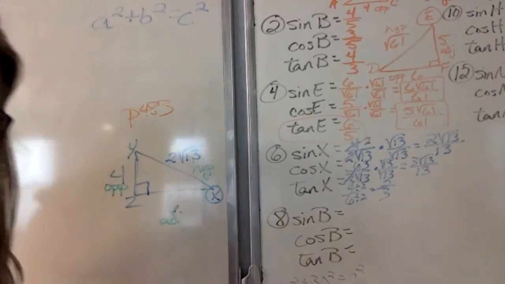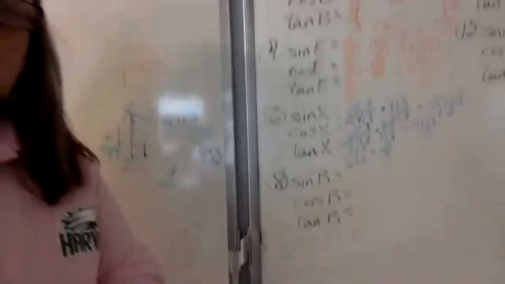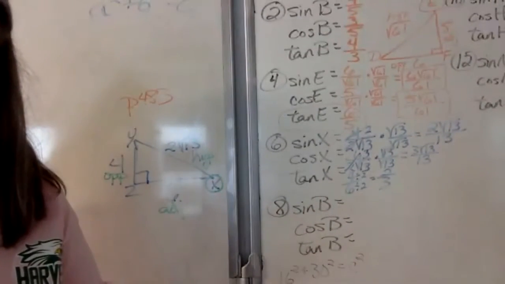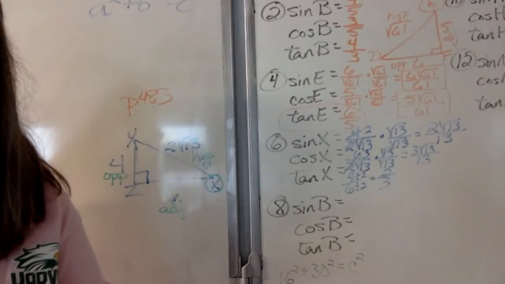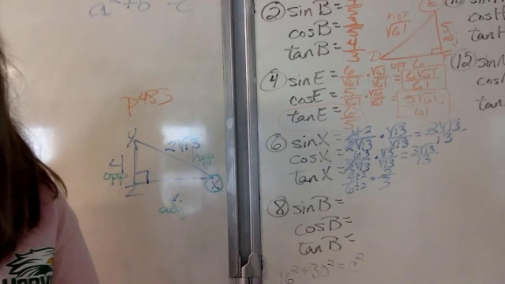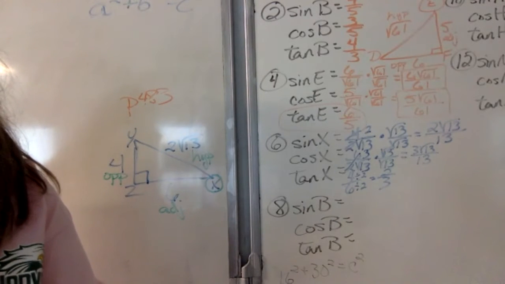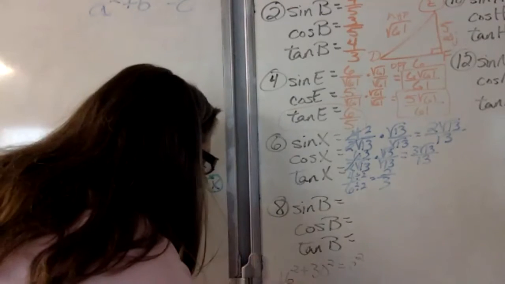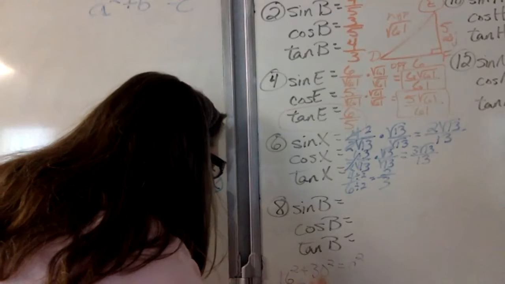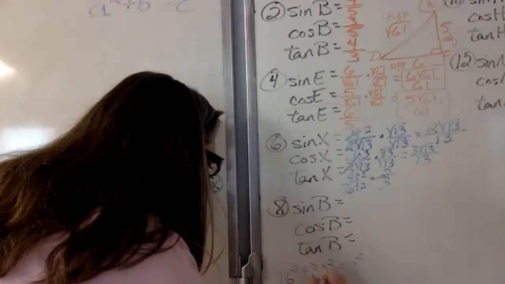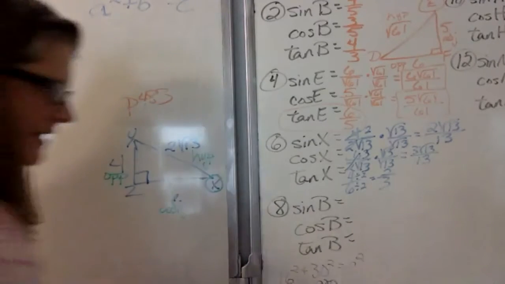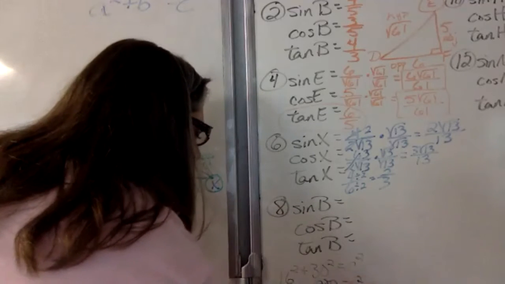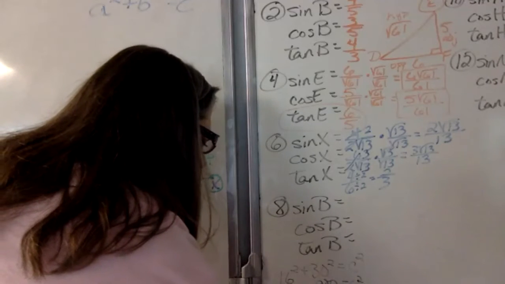So you use your little calculator. 16 squared is 256. 30 squared is 900. So you get 1156 equals c squared.